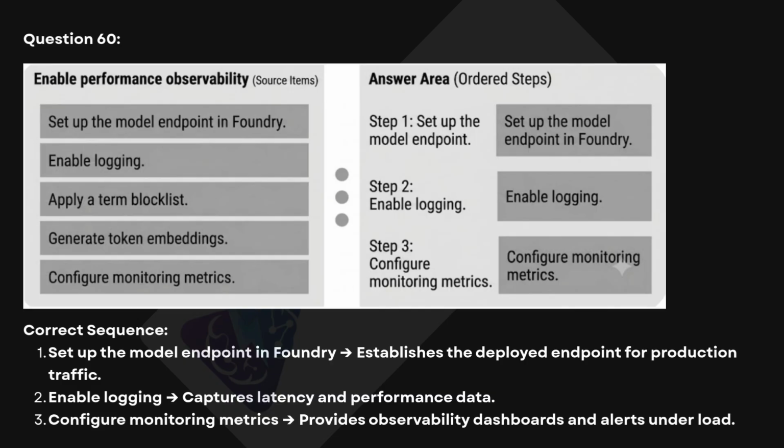The correct sequence. 1. Set up the model endpoint in Foundry. Establishes the deployed endpoint for production traffic. 2. Enable logging. Captures latency and performance data. 3. Configure monitoring metrics. Provides observability dashboards and alerts under load.